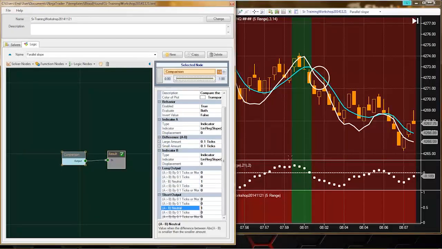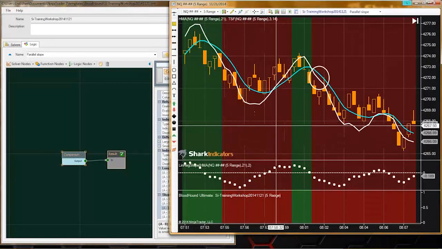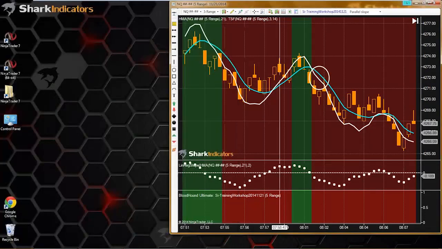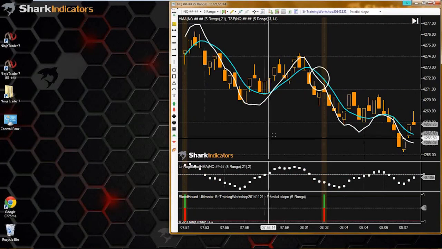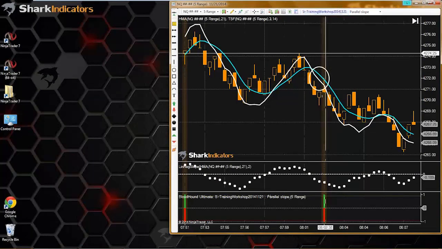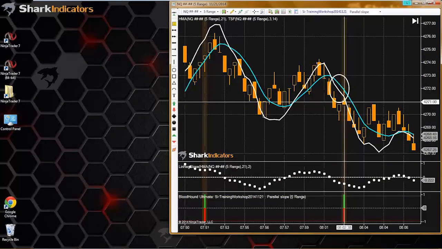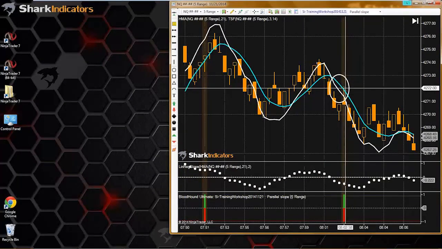So it's going to look to see if these linear regression values are equal to each other with a 0.1 tick deviation difference. Let's see, for some reason, looks like my chart is not updating. Let's see what's going on here. There we go. And so, yeah, we can see that it looks like this one bar here.